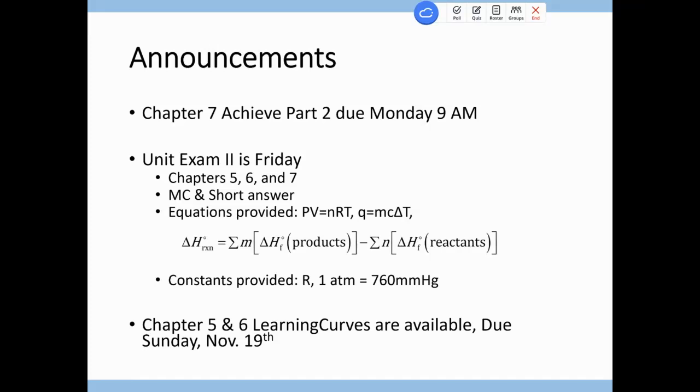We're not going to have the curve on the 7th, right? So I'll make it available. I guess I'll just make it available today, but it won't be due until later since all of Chapter 7 is not on the unit exam.